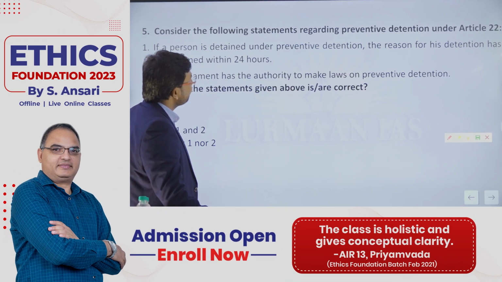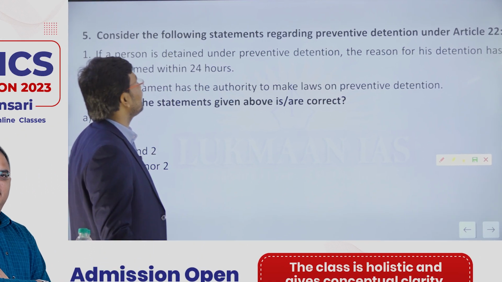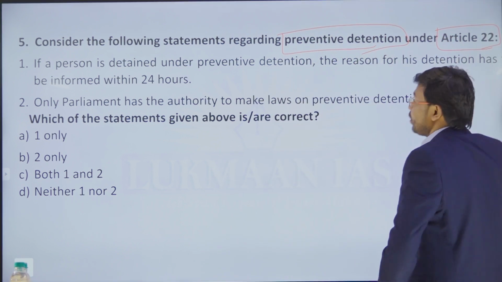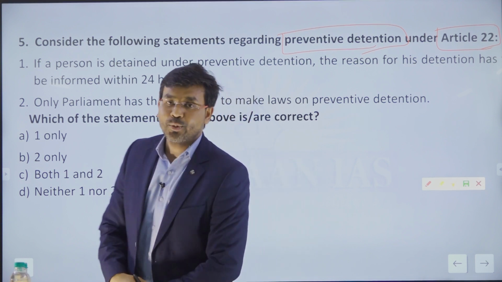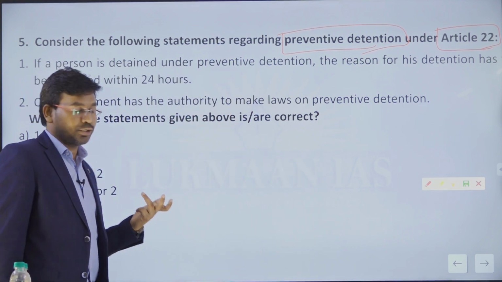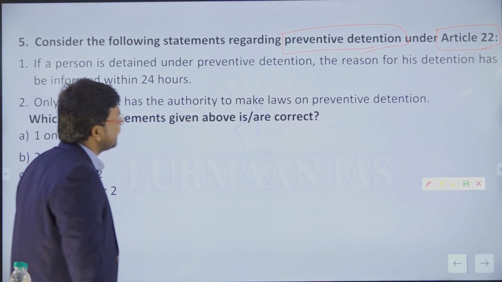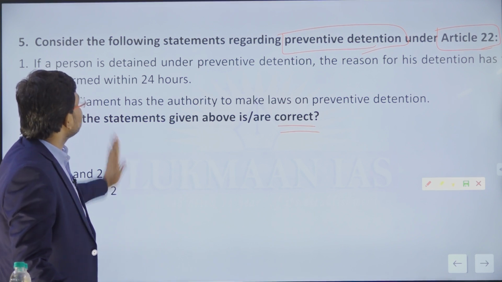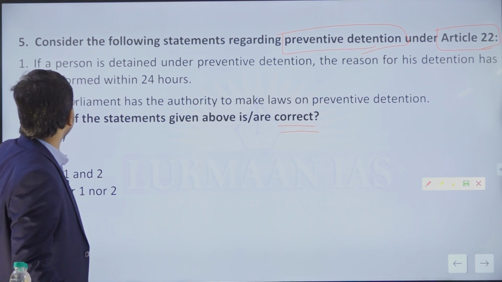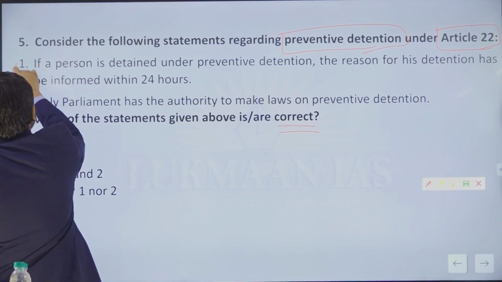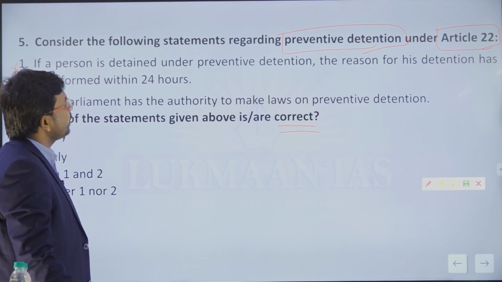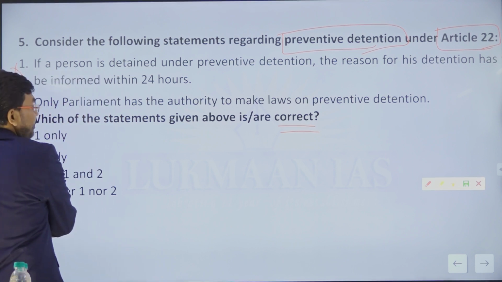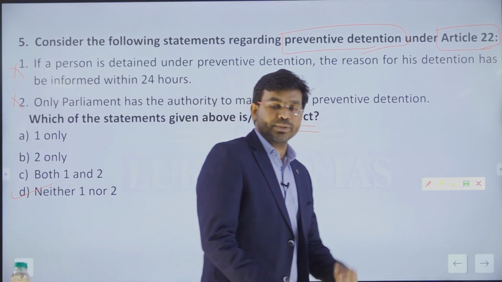It says, consider the following statements regarding preventive detention under Article 22 of the Constitution. You know that Article 22 is a part of fundamental rights in the Constitution of India. They have given 2 statements, and here we need to identify the correct statements. The first says that if a person is detained under preventive detention, the reason for his detention has to be informed within 24 hours. This is incorrect. Second, only Parliament has the authority to make laws on preventive detention. This is also incorrect. So the correct answer for this question will be option D, neither 1 nor 2.